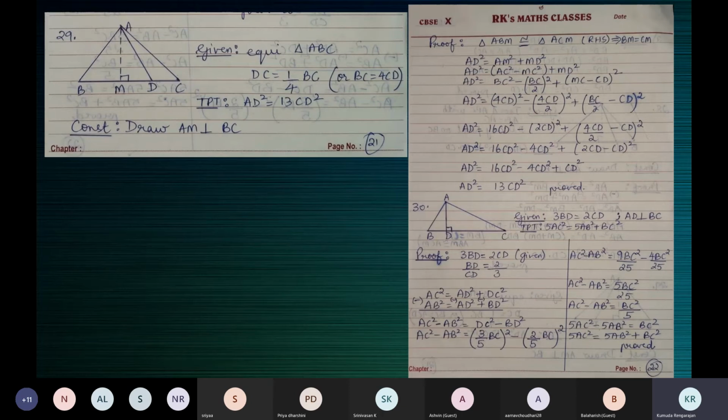The intention is we want CD in the result. How to get CD? If you can't get CD, can you get BC in the result? Once you get BC, BC can be replaced with 4 times CD. That's what we're doing here.